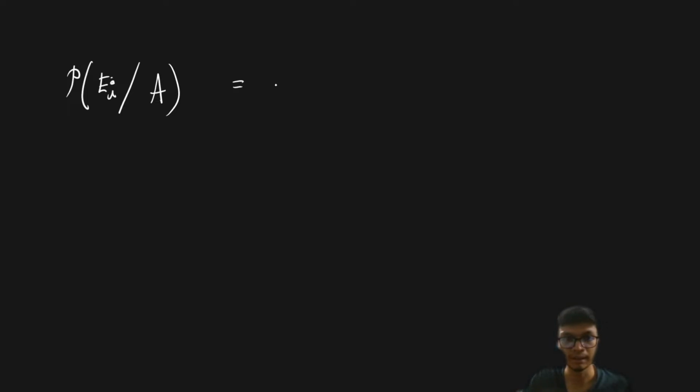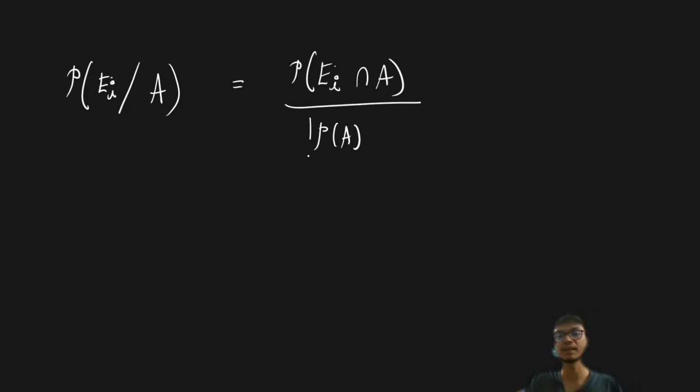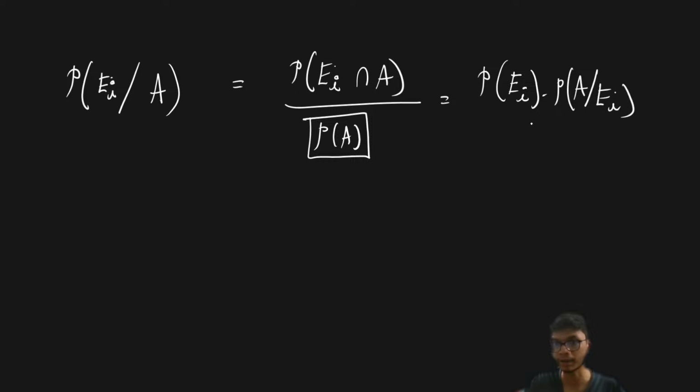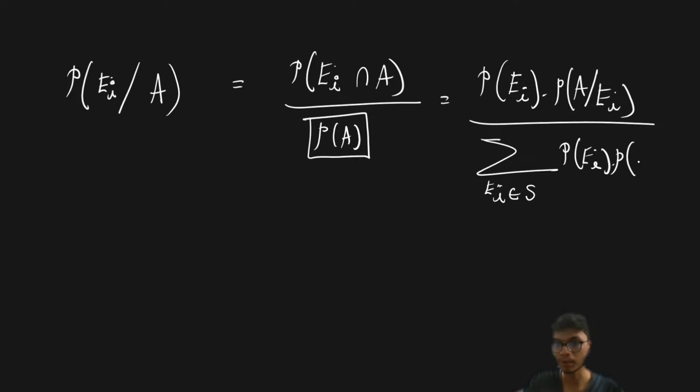By the definition of conditional probability, it is EI intersecting with A divided by the probability of A. And the probability of A is given by the total probability theorem, so I can write it as the probability of the event EI multiplied with the probability of event A given that EI has already occurred, divided by the summation over all the events in the sample space of the probability of EI times the probability of A given that EI has already occurred. That is the total probability. So if you divide this quantity by the total probability of the given event A, this is the statement of the Bayes theorem.